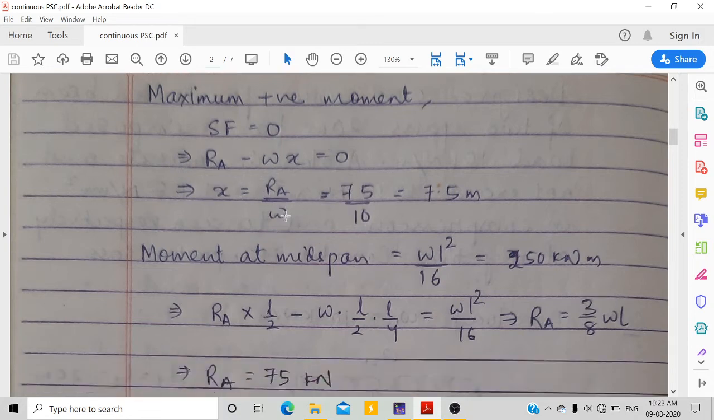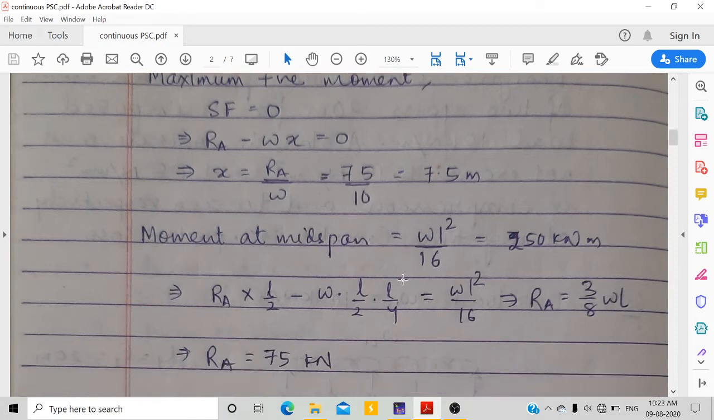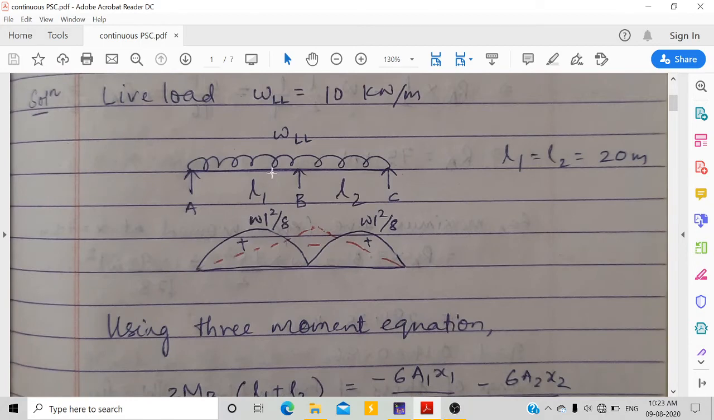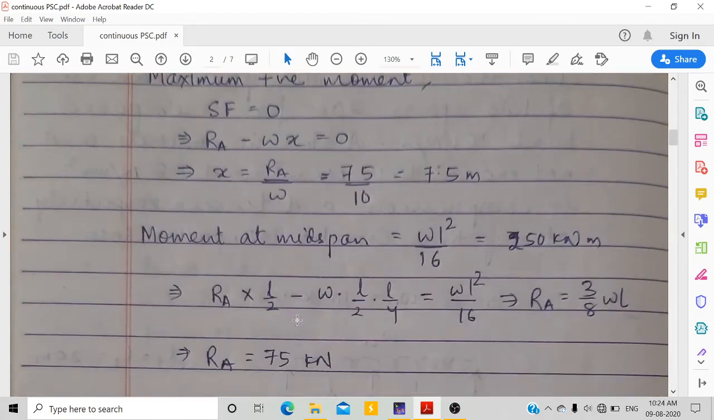So coming to the reaction, we can calculate by this formula, if I'm taking the moment at midspan. Because the final bending moment will be the superimposition of this positive individual bending moment and this negative bending moment. So at the middle of this span, it will be WL square by 8, this is the triangle, so WL square by 16 will be here and here WL square by 8. So this distance will be WL square by 8 minus WL square by 16. Fine. So you'll get WL square by 16, equal to 250 kilonewton meter.